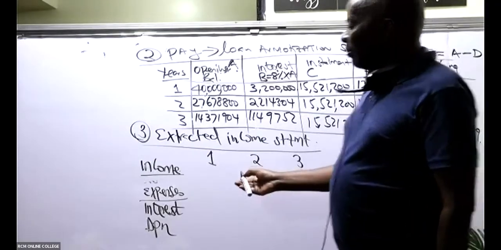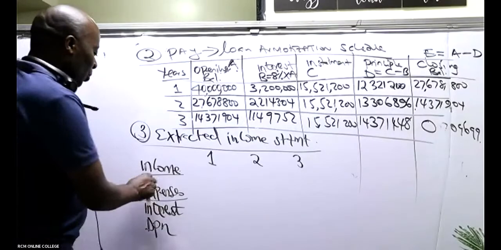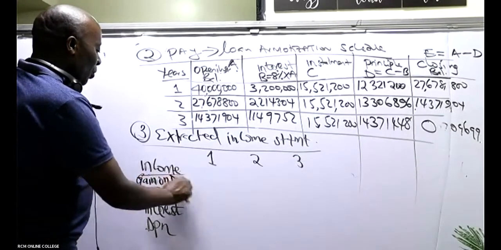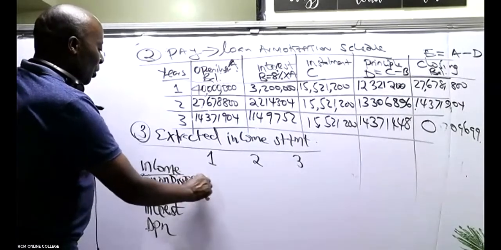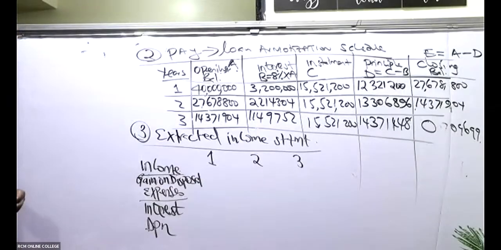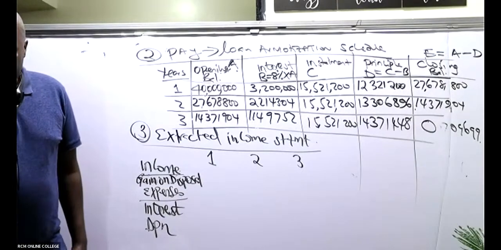So we have income, which basically will be the gain on disposal. We dispose this asset, remember. Gain on disposal. Can somebody in this case give me the gain on disposal that we shall book in year one?